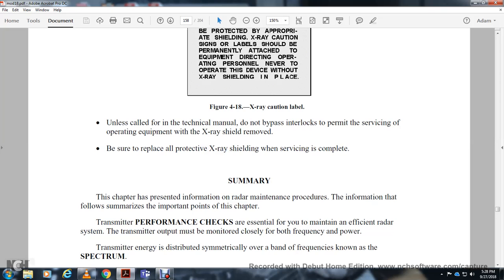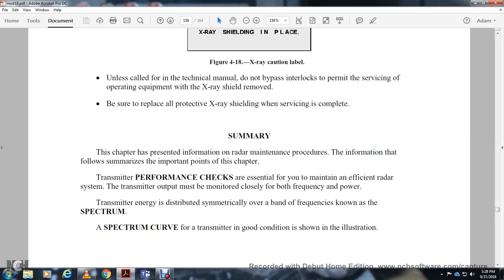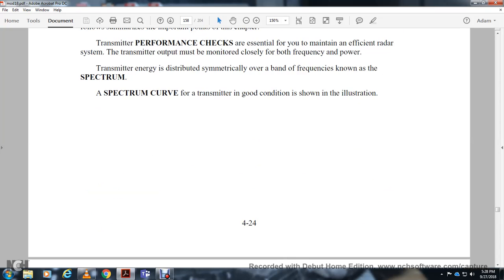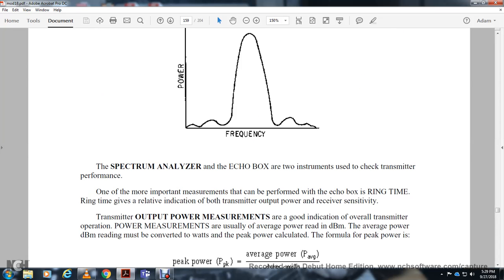Both consume power. Transmitter energy for the distributed system is spread over a band of frequencies known as the spectrum. The spectrum curve of the transmitter gives the condition shown in the illustration. The spectrum analyzer and the echo box are two instruments to check transmitter performance. One of the most important measures can be performed with the echo box: the ring time, a relative indication of performance.